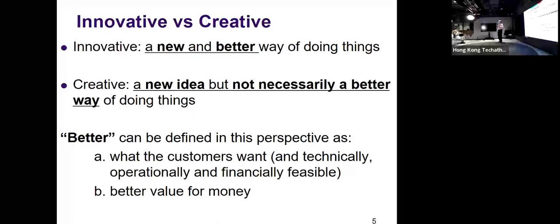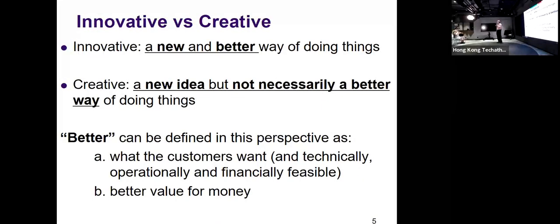We always talk about innovative technology. Very seldom, or never, do we talk about creative technology. Because to me, there is a difference between creative and innovative. Innovative is new and better. To me, creative is new, but not necessarily better.